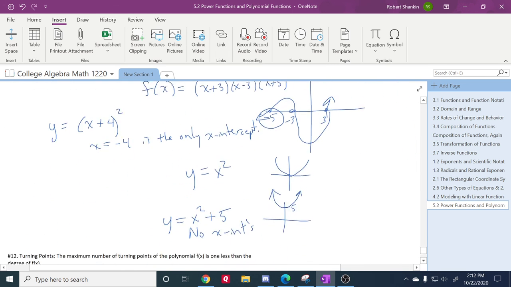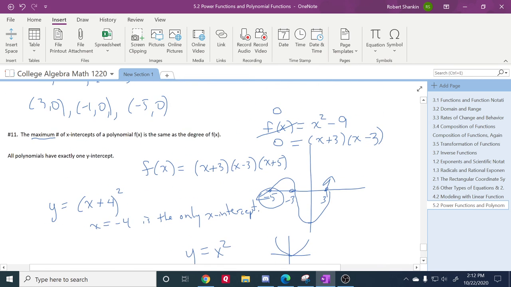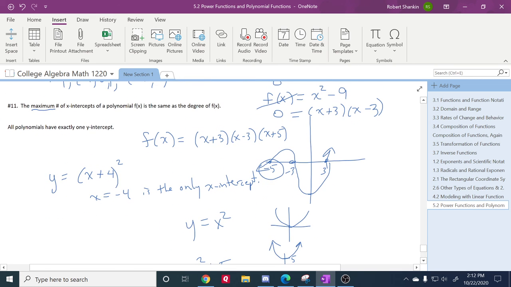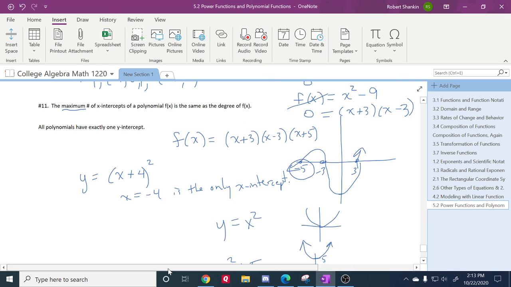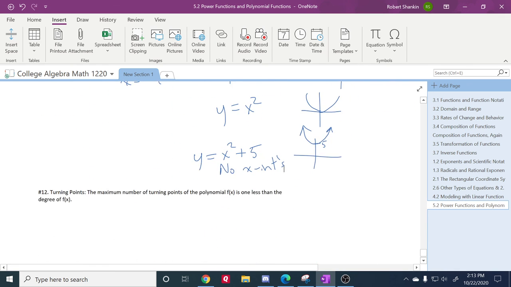And also, if it had more than 1 y-intercept, it wouldn't be a function. And they have to have infinitely far to the left and infinitely far to the right end behavior, and it has to eventually cross the y-axis somewhere. So it's got to have exactly 1 y-intercept. So we're learning a lot of basic information about polynomials here.